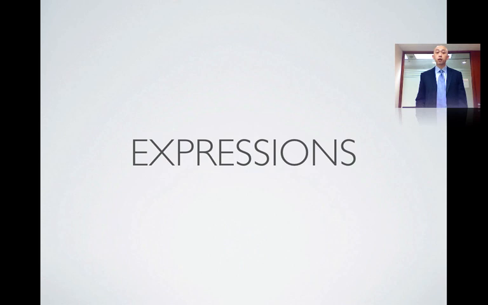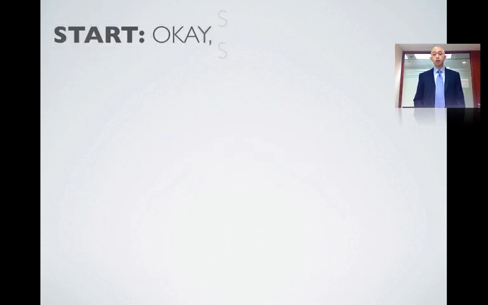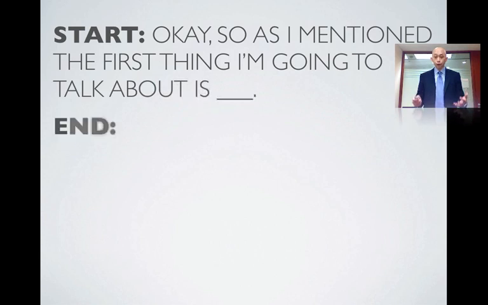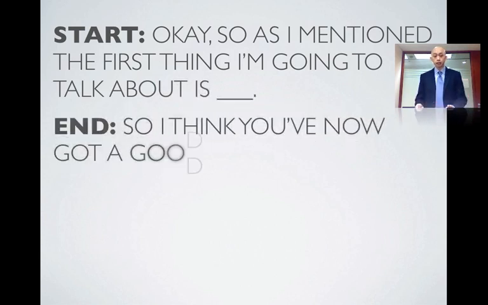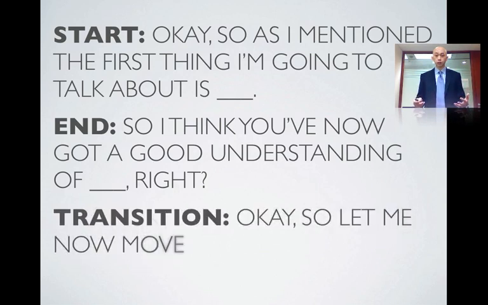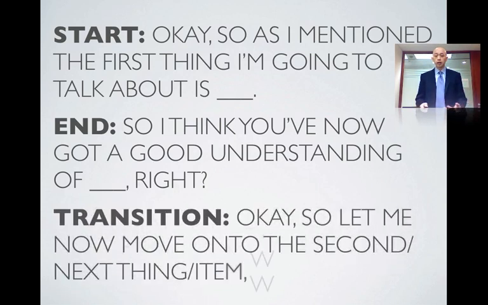So here are the expressions you're going to learn. There's 3 of them, but you have to use them all together. All right? So, to start, you will say, okay, so, as I mentioned, the first thing I'm going to talk about is, okay, this is after you introduce your overall topic. Okay, then you say this one here. Now you're going to say, so after you finish your first point, okay, you end it by saying, so I think you've now got a good understanding of blank, right?